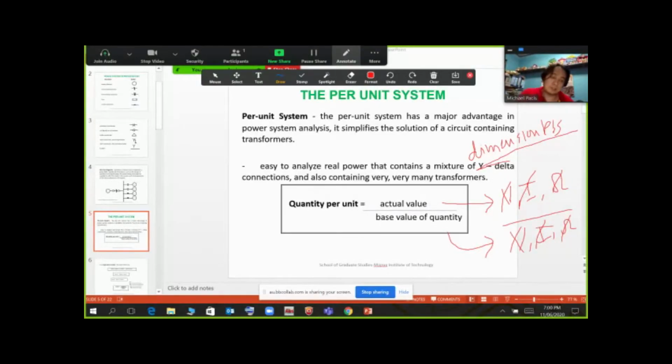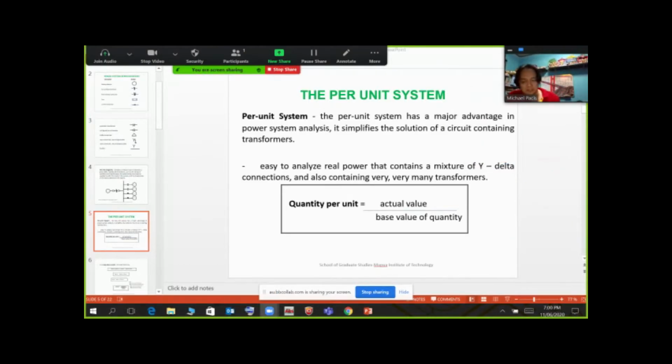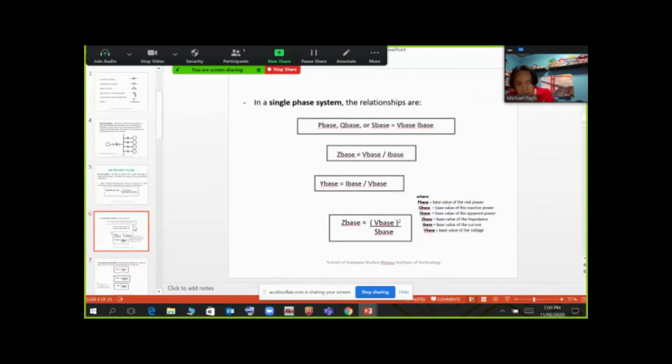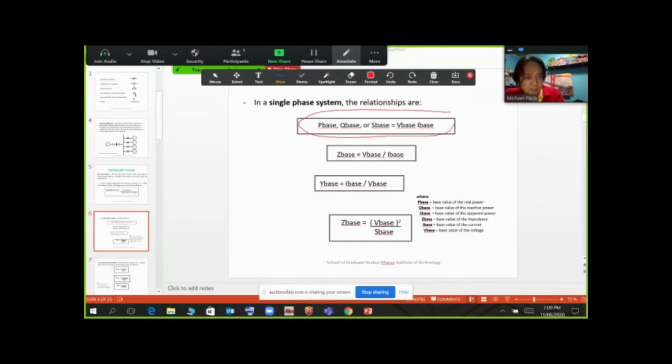It's dimensionless. So no unit. Okay. Now let's continue our discussion, especially to the formulas. The formulas here are like Ohm's law, right? So these are the typical single phase system relationships. And considering again this scenario, we model the power system, especially the transformers, as an ideal transformer.